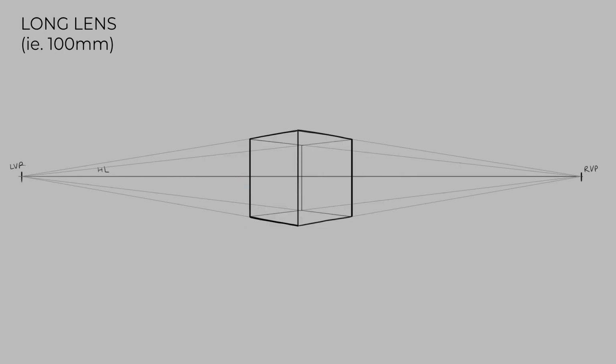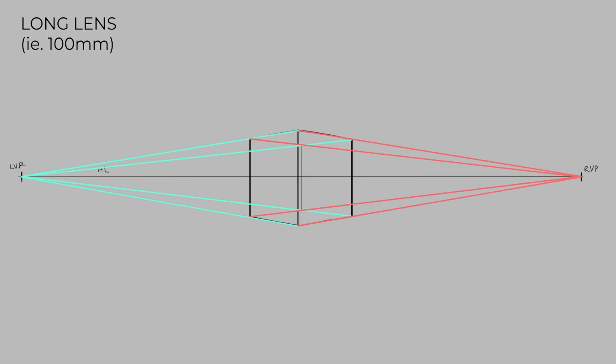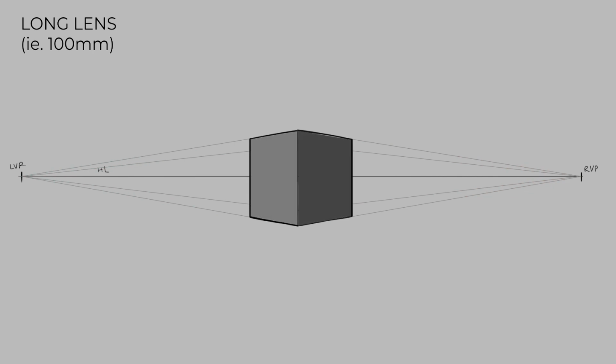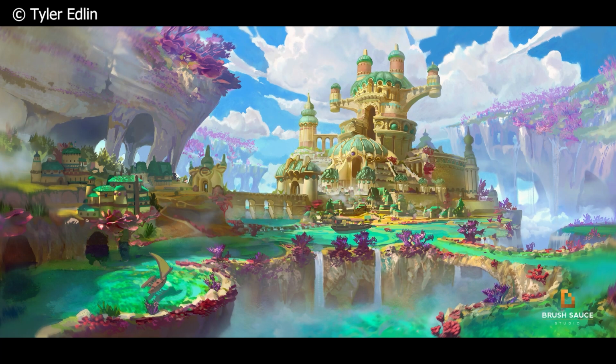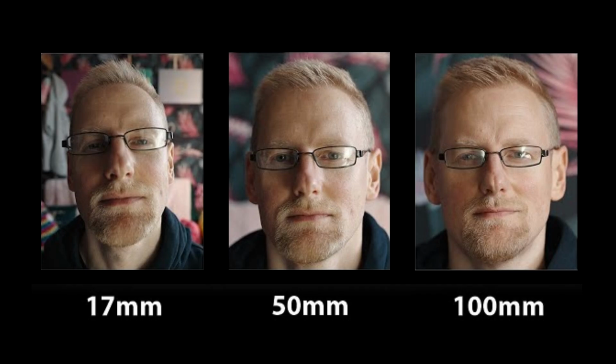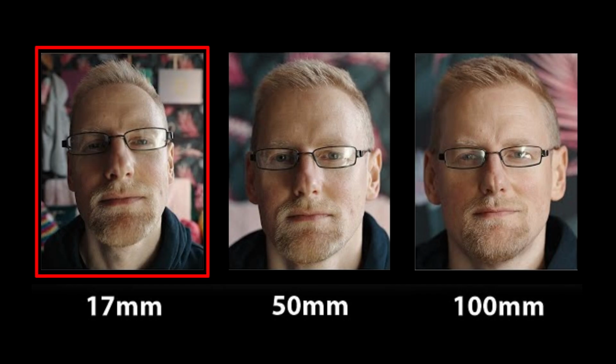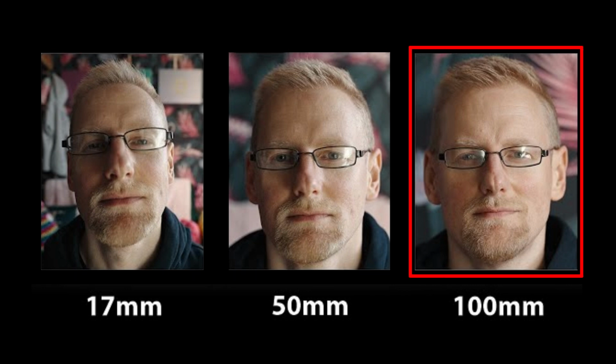If your vanishing points are far away from each other, your perspective lines are going to converge more slowly. You see this a lot in large vista landscape shots. This is using a long lens. Here's a comparison, and you can see that the wide lens wraps around more, but things distort more quickly, while a long lens flattens it out more.